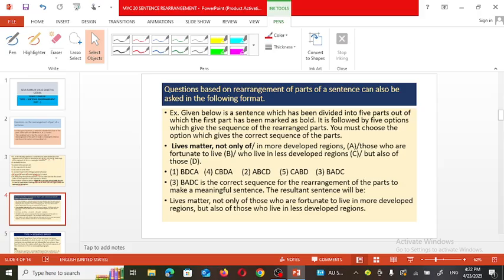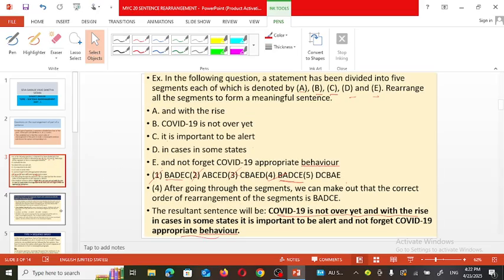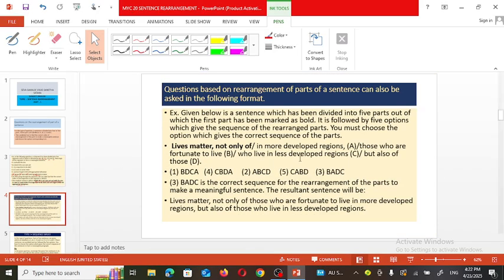Questions based on the rearrangement of the parts of a sentence can also be asked in this form. Here we have seen that separate parts are given, but all the parts together can also be given in such a way, where the starting part is confirmed. We need to rearrange only the remaining parts. Okay, now let's see the given example.